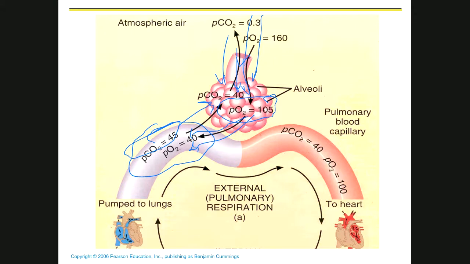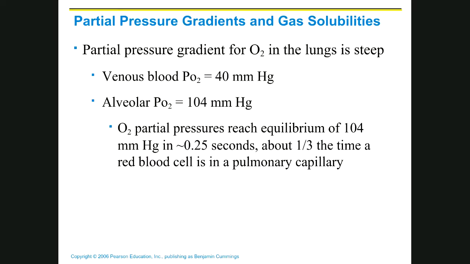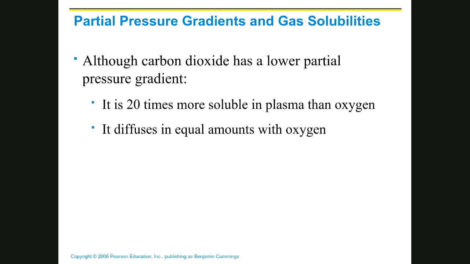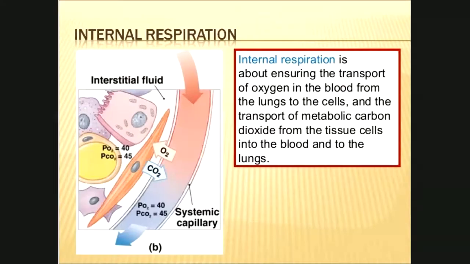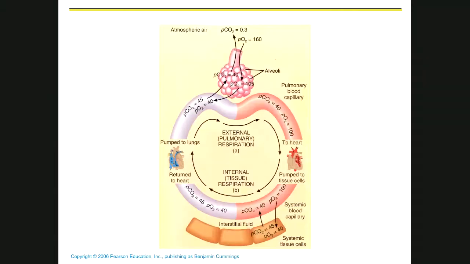And again, by the time it leaves the capillary, the blood is going to look very similar to what the air did. So look, 105, 100, very similar. 40, 40, very similar. And then we're going to turn back around and we're going to go back to the tissues again. And we're going to get gas exchange again. Again, high to low, high to low. And then back to the lungs again. So it's a circle and it happens over and over and over again.